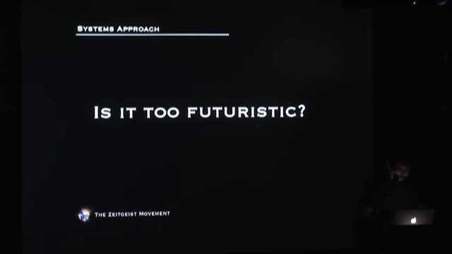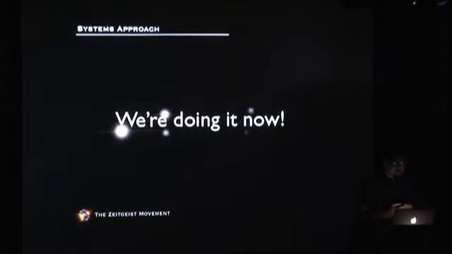Or perhaps you might be thinking that the technological know-how for such a comprehensive survey is a bit too futuristic. Well, at this point, I'd like to make use of a few visual examples of current real-world technical systems that are working in this regard right now.